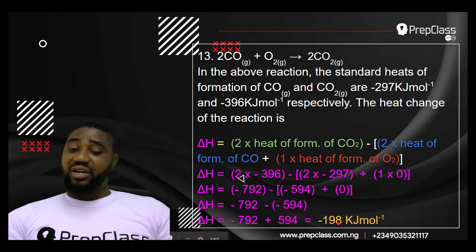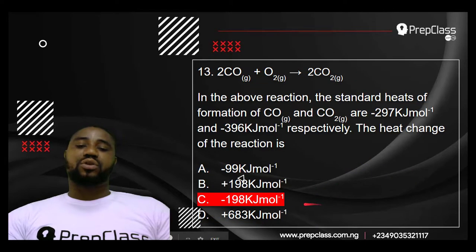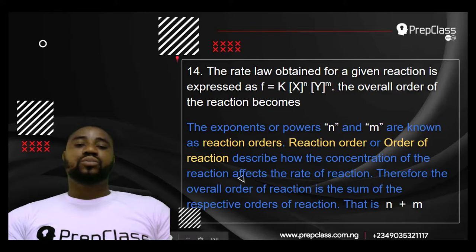See how we calculated it? It's very simple. Minus 198. So your best choice is option C, minus 198.